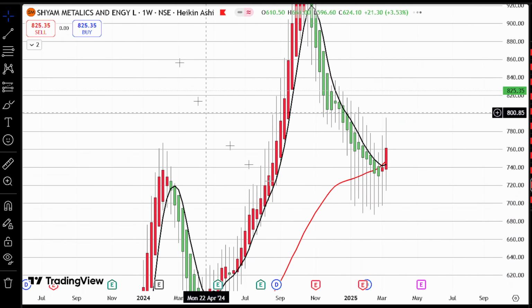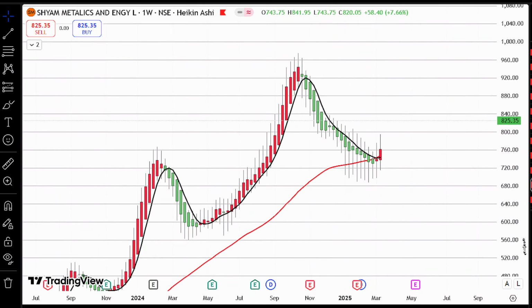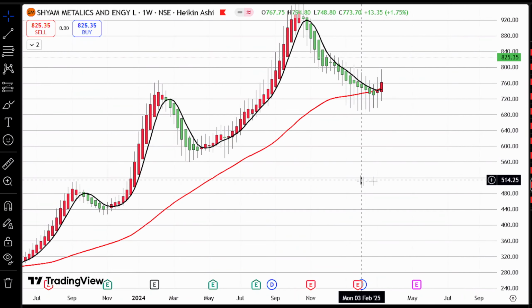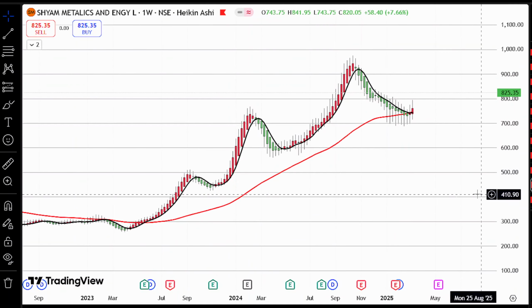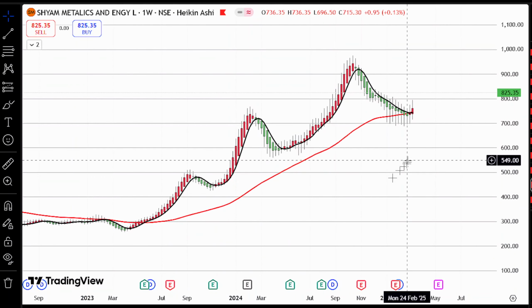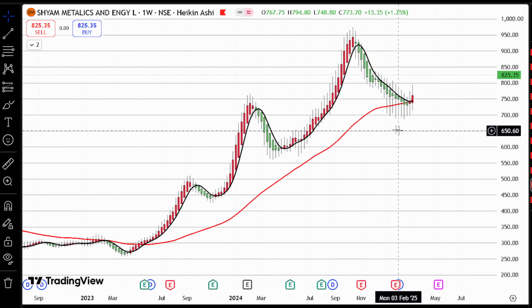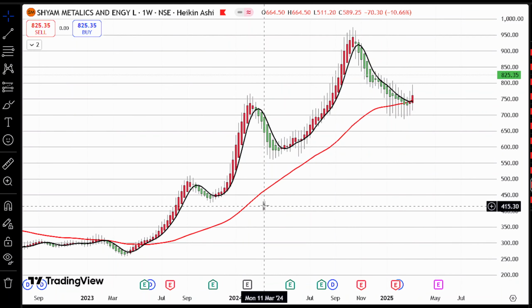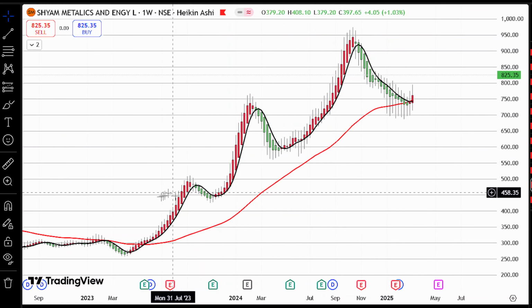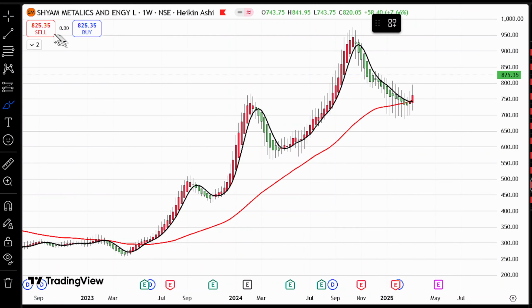Let's see the weekly chart first. Always look at the weekly chart. I've been saying this. Oh, this counter is still new, so there's no 200 EMA yet. So we'll have to rely on the 50 SMA for the moment. As you can see here, this is Shyam Metalics and Energy Limited. I think this is what it's called.